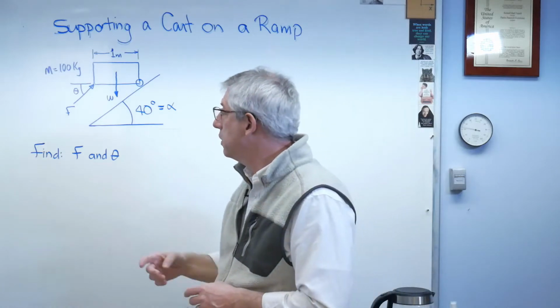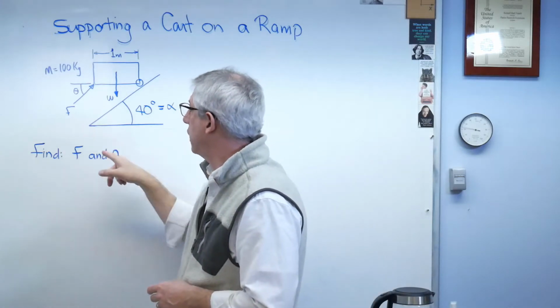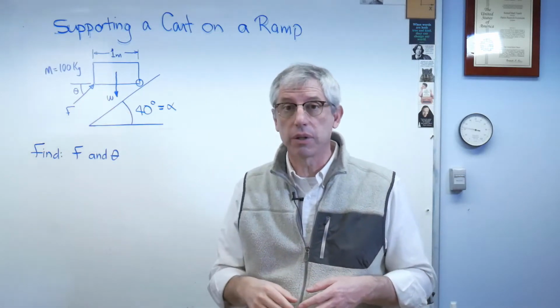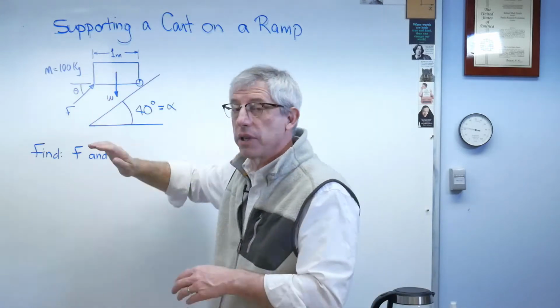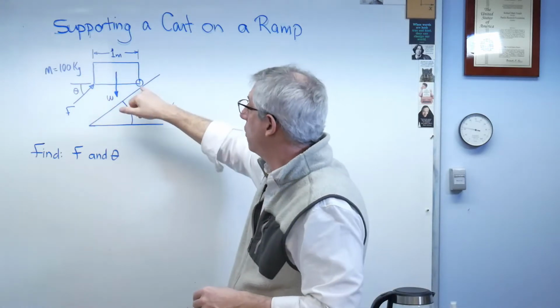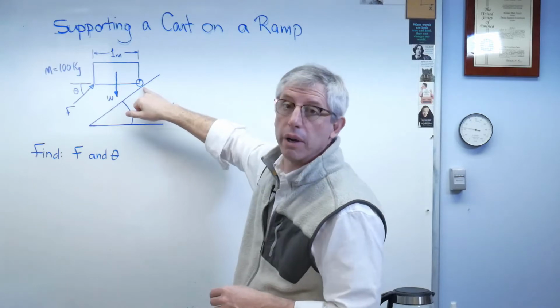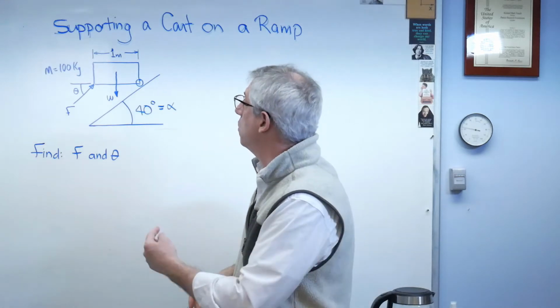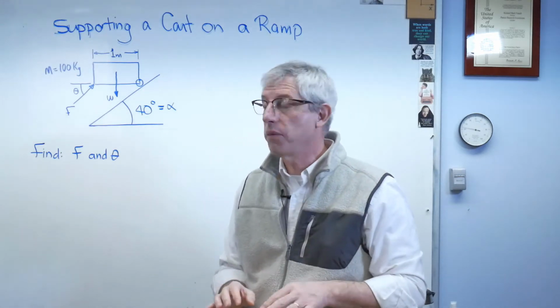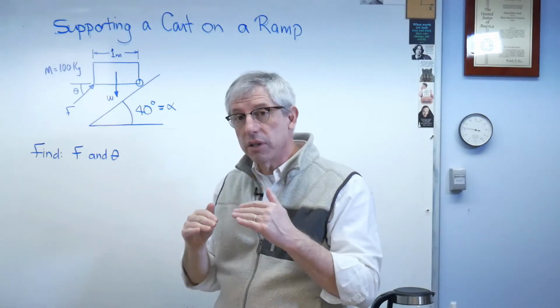So the question is, find F, the force, and find theta, the angle of that force, so that this cart stays horizontal. It just sits there. It's on the ramp, and it's got a roller here, a frictionless roller, so it can move up and down the ramp. We're trying to find F and theta so it just sits there.